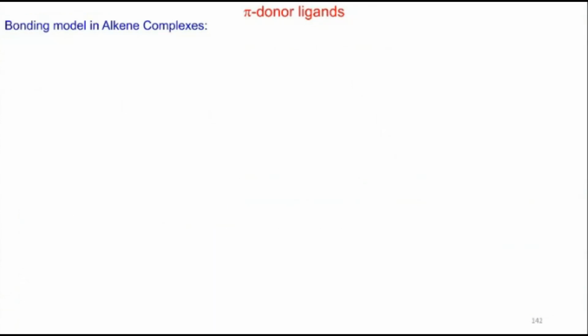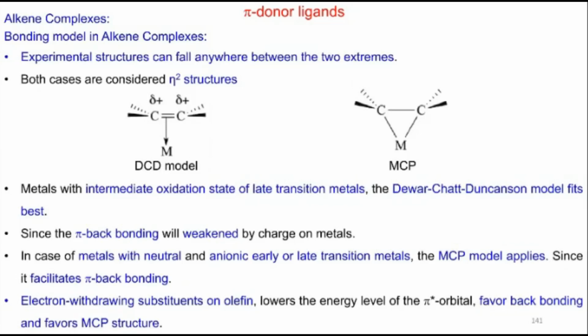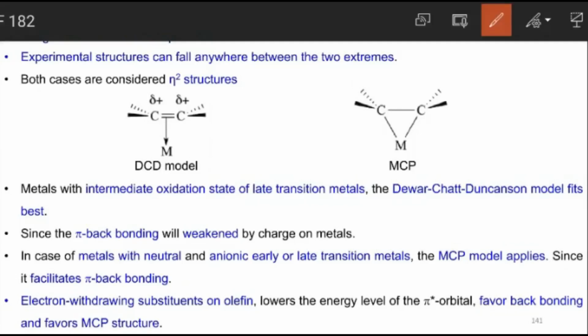Okay, so basically, when could you expect the MCP model? When you think the pi back bonding will be more. When will pi back bonding be more in the case of an olefin? When will the olefin accept more electron density from the metal? When do you expect that?